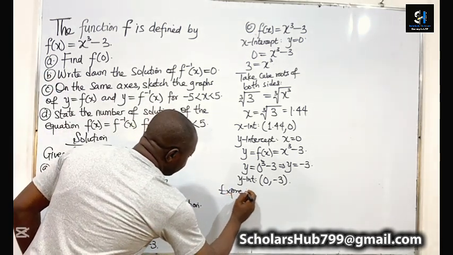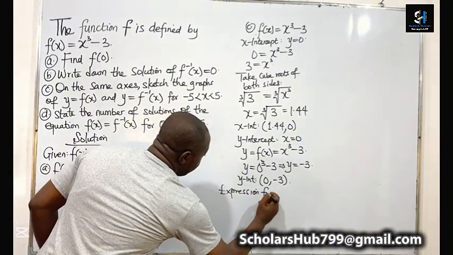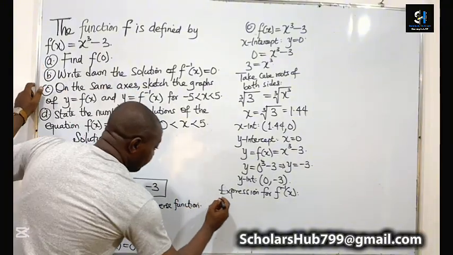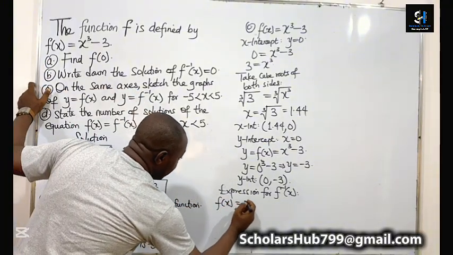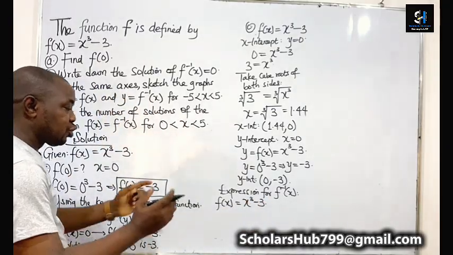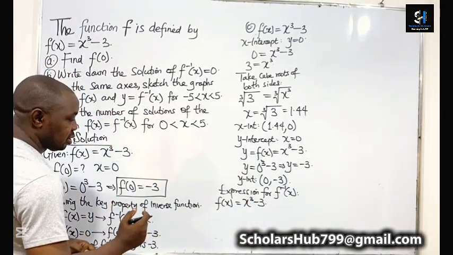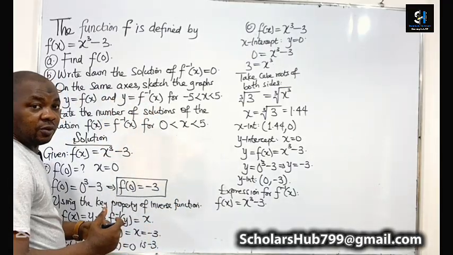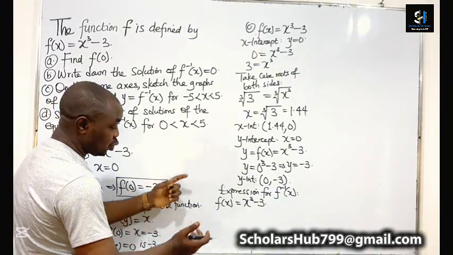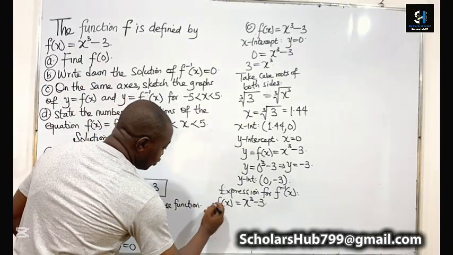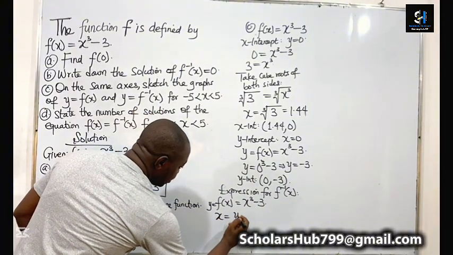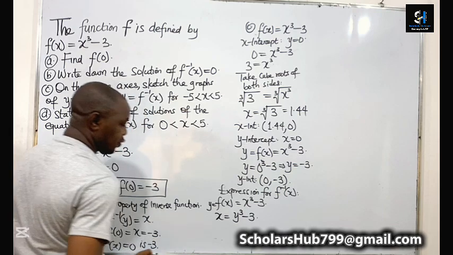Expression for the inverse function of x. From the original function, we have f of x equals x cubed minus 3. Now I can swap x and y in this case. That's another way to write the inverse of a function. The first thing to do is to swap x and y. We know that this is y, so this will become x, and this will be y cubed, then minus 3.